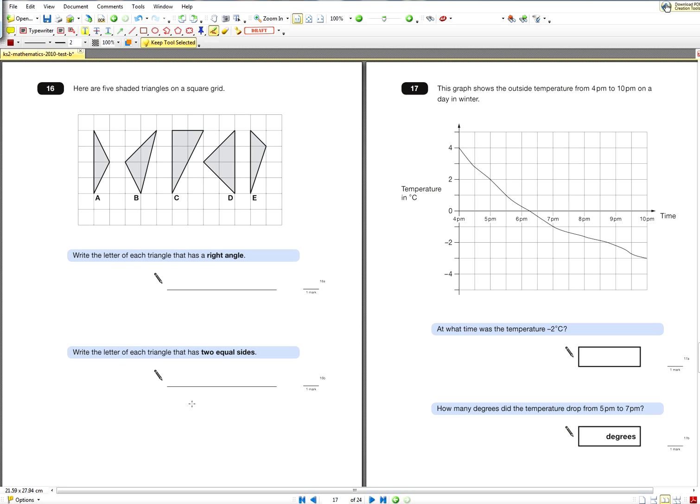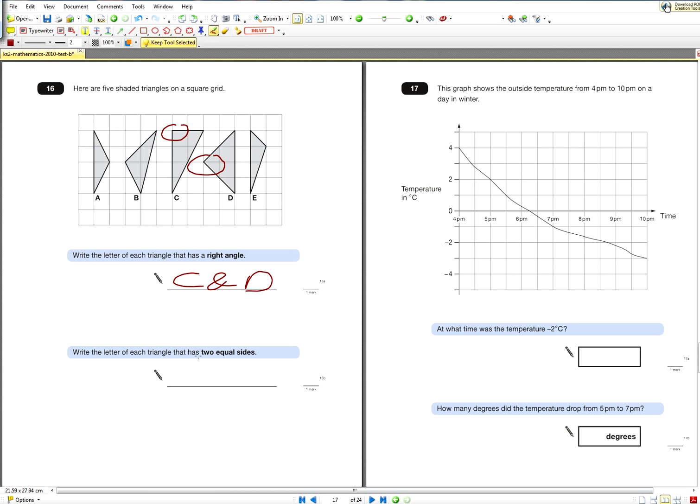Question number 16. Here are 5 shaded triangles on a square grid. Write the letter of each triangle that has a right angle. So right angle, we can see one here. We can see one here. Is there any more for number 16? And the answer is C and D.